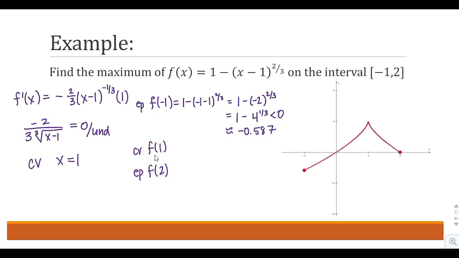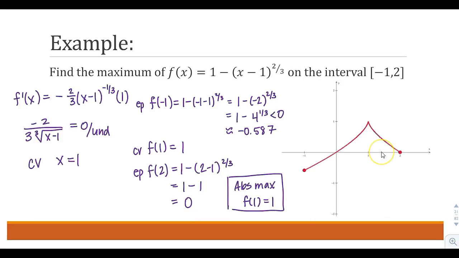Now we substitute in 1. So f of 1, that was 1 minus, this would become 0, so we end up with just 1. And f of 2 is 1 minus 2 minus 1 to the 2/3, and that is 1 minus 1, so we end up with just 0. So this time we were just asked for the maximum value, so I have a negative number, 1, and 0, so the absolute maximum is 1.